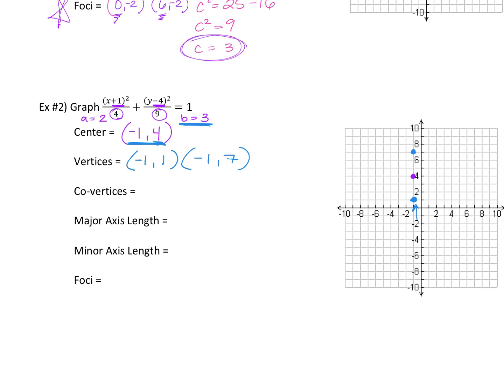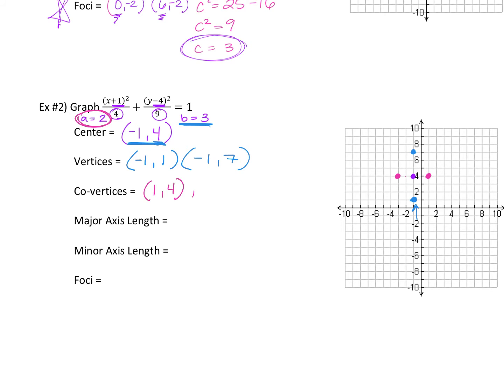Okay, so your co-vertices, that's gonna come from your A value now. Where do you have to move for your A? Up, down, left, right? Left and right. So if your A value is gonna go left 2, 1, 2, that's 2 to the left of the center, and then 2 to the right, 1, 2. Okay? Again, you can either just name those points right now. That would be 1, 4. Sorry, that would be -1, 4.